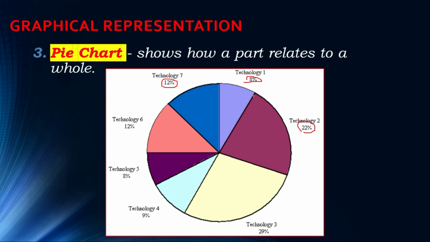So, tignan din mabuti yung paghati-hati dito ng mga pie. Okay? So, pag 8% lang yan, syempre, konti lang yung kanya. Ayan, 8%. At syempre, pag malaking percentage, mas malaki din yung kanyang hati dito. Nakuha ba? So, ang pie chart ay pwedeng gamitin sa weekly budget. Kung gusto mong hati-hatiin yung allowance mo sa isang linggo, pwede mong gamitin ang pie chart.